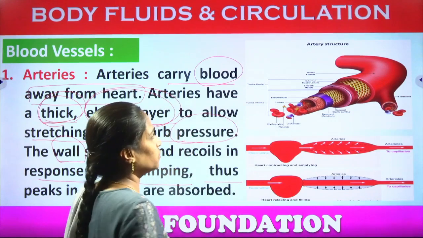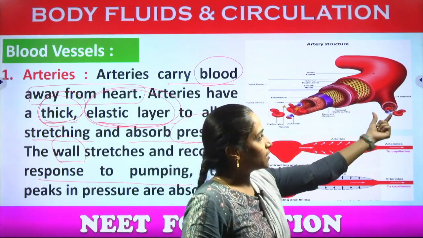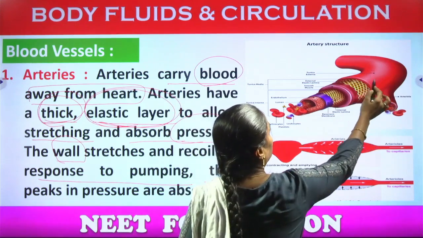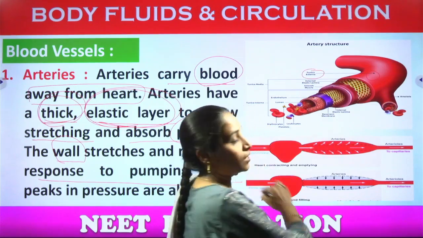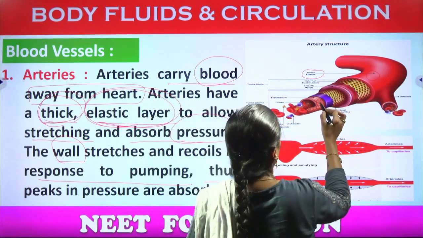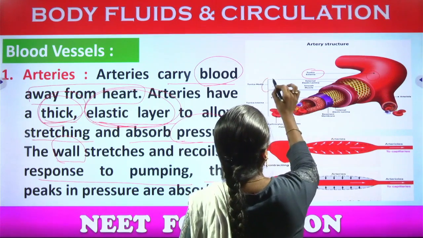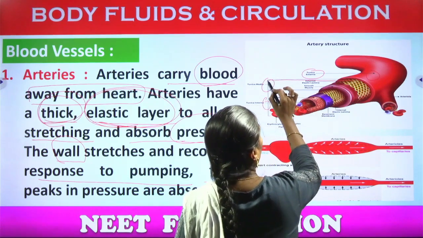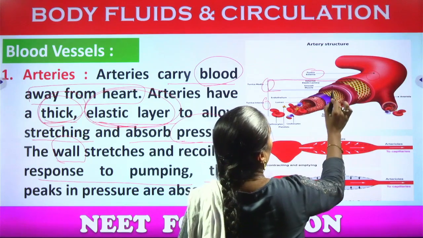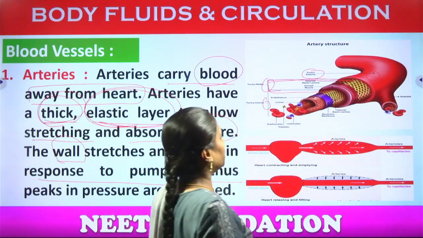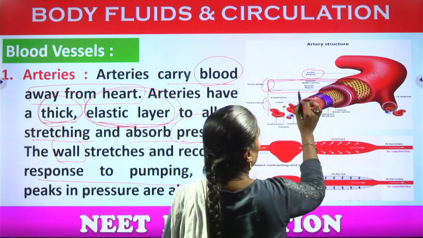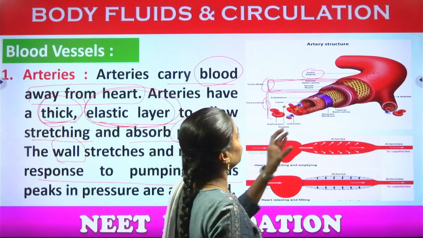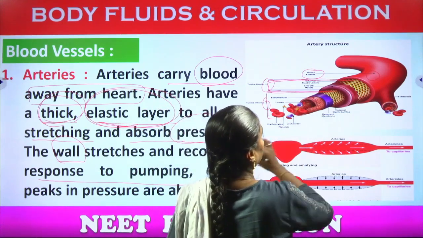Let us see in the picture. This is the artery, the main artery, and this is the arteriole. What are the structures here? The outer layer is called the tunica externa, the middle layer is called the tunica media, and then the tunica interna. From here to here it is the tunica media, and after the tunica media we can observe the tunica interna. Inside this are the endothelium and the lumen.